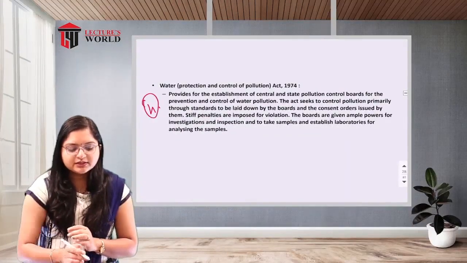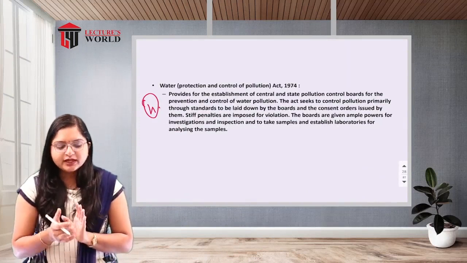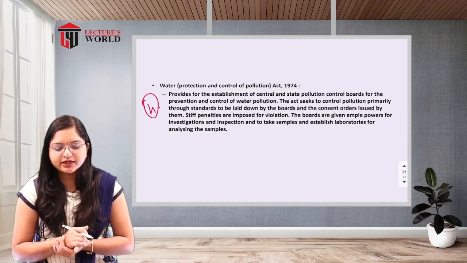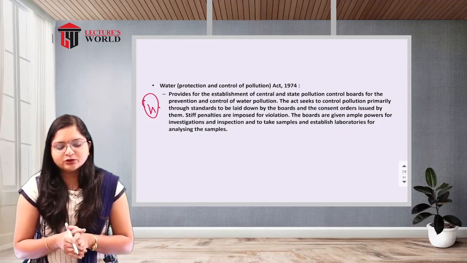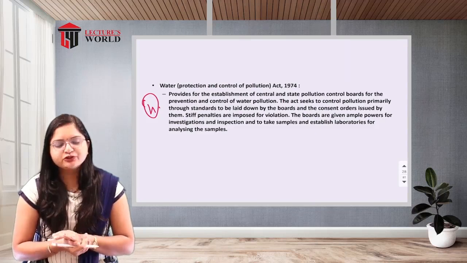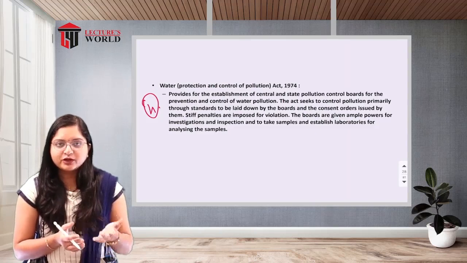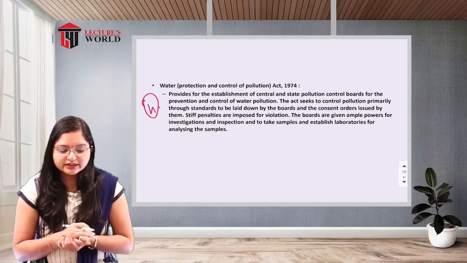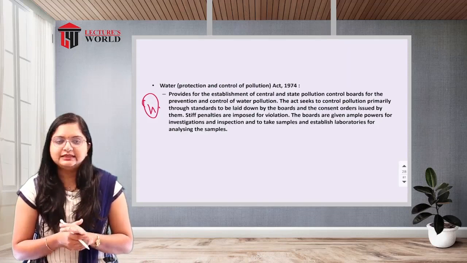Then number 4 is the Water Protection and Control of Pollution Act, which is in 1974. It provides for the establishment of central and state pollution control boards for the prevention and control of water pollution. This act seeks to control pollution primarily through standards to be laid down by the boards and the consent orders issued by them. Stiff penalties are imposed for violation of this law, and the boards are given ample powers for investigations and inspection, to take samples and establish laboratories for analyzing the samples.